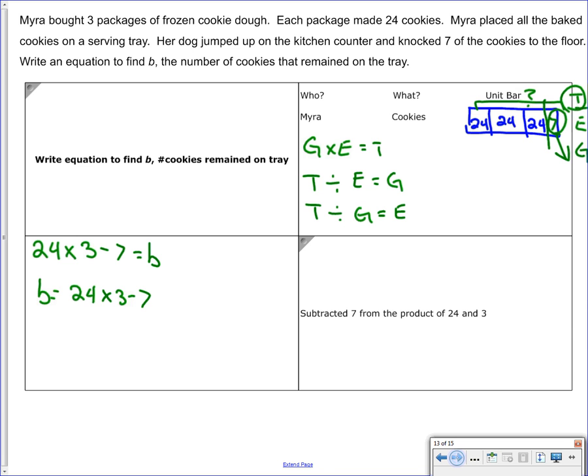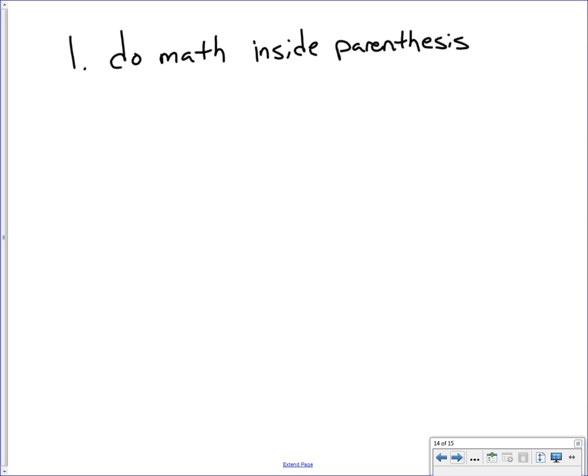Last problem. Let me introduce you to parentheses. Now it's important to note a few things. First, you do whatever math is inside the parentheses. Do math inside parentheses. That's those. Okay?